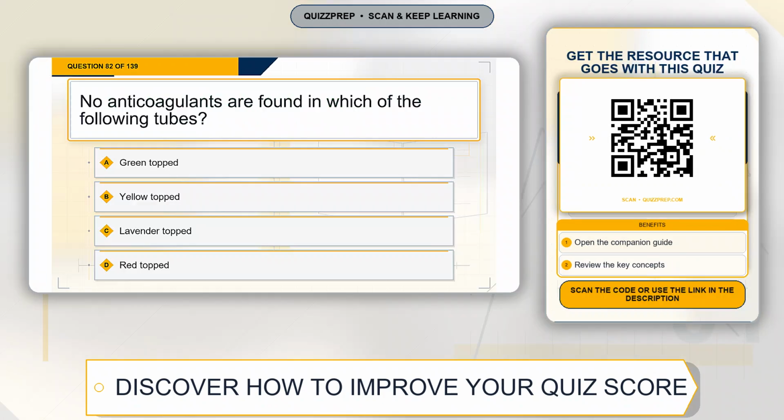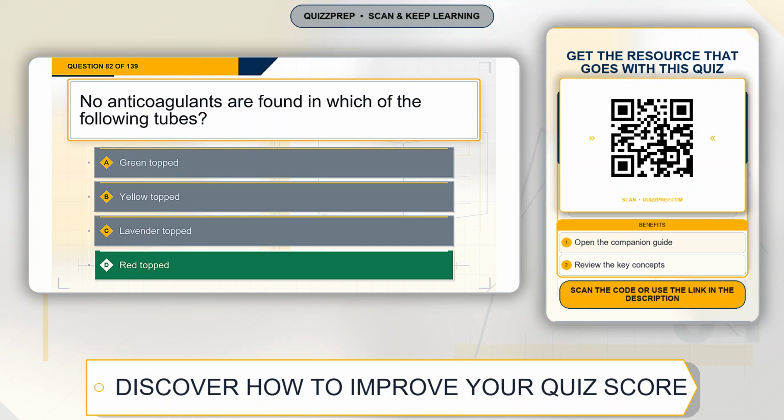Question 82. No anticoagulants are found in which of the following tubes? Option A, green-topped. Option B, yellow-topped. Option C, lavender-topped. Option D, red-topped. The correct answer is option D, red-topped. Explanation.